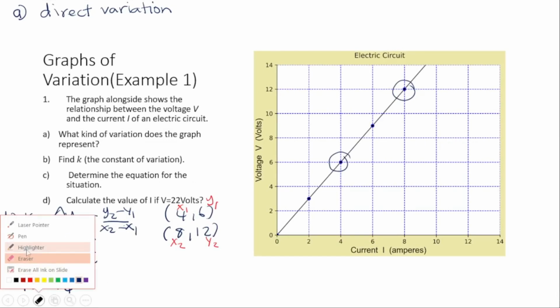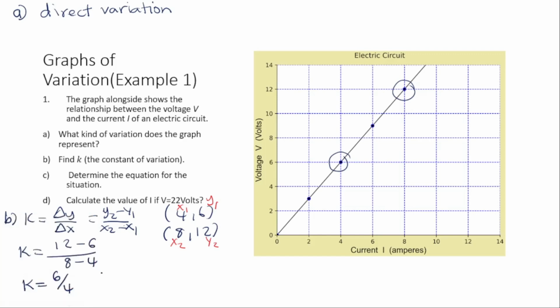When we take this to its lowest terms, we'll reduce it and say 3 over 2, because we factor out a 2 from there and we factor out a 2 from there. 6 divided by 2 is 3, 4 divided by 2 is 2. So our k will be 3 over 2.